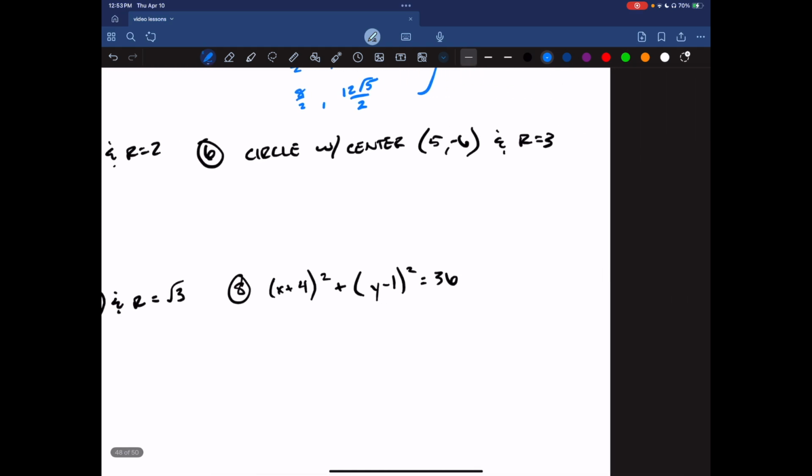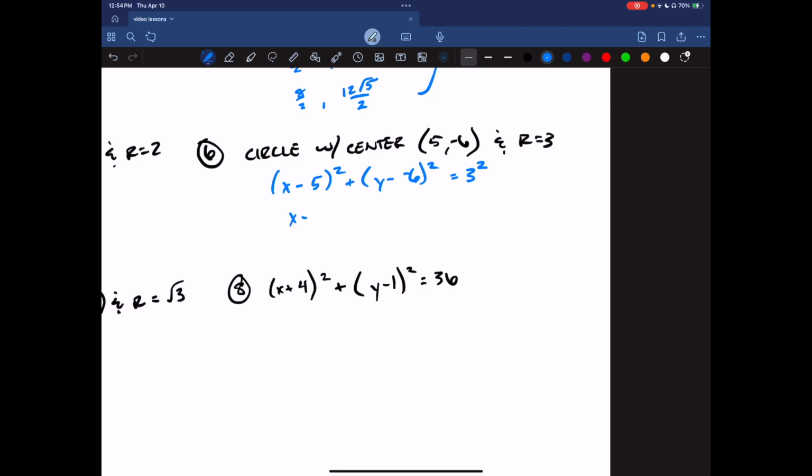Number 6, same thing, but this time we're not dealing with 0, 0. So this is going to be x minus 5 all squared plus y minus negative 6 all squared equals 3 squared. Now, I included the minus negative because I want to make sure that you understand how this impacts your signs. Your original formula is minus h, minus k. So if I'm plugging in a negative number, that's going to turn into a positive. And so it'd be like x plus h or y plus k, something like that.